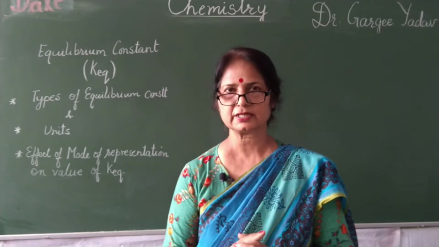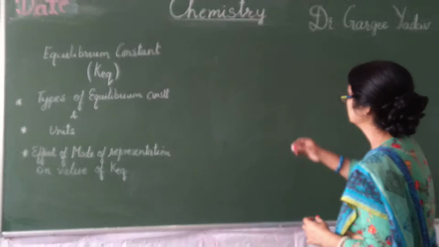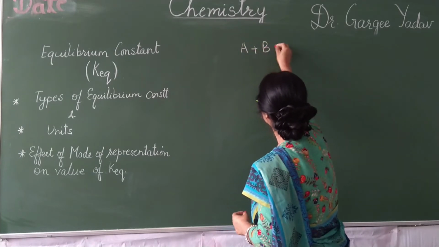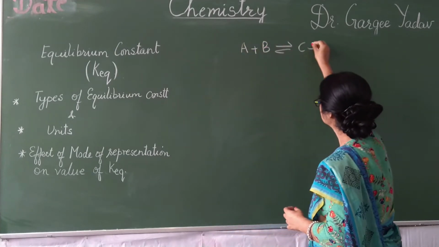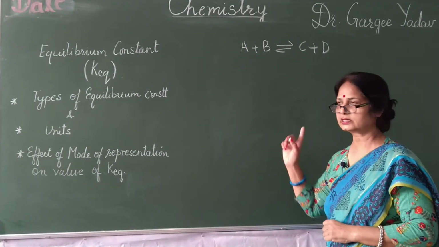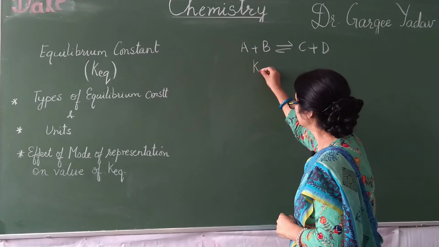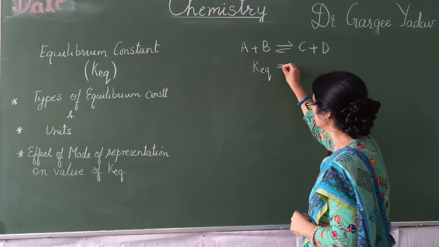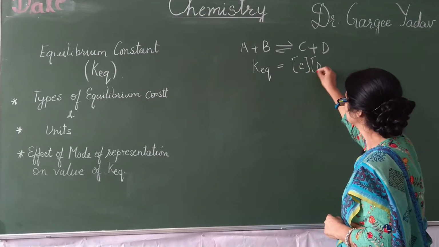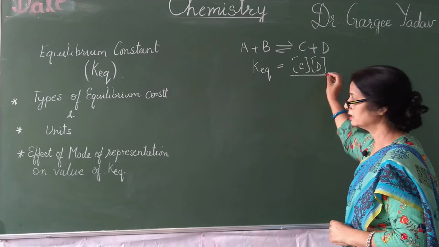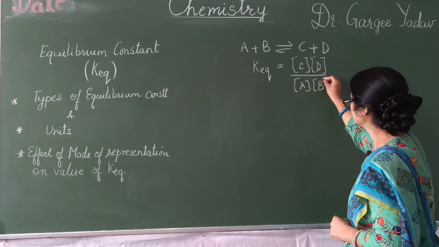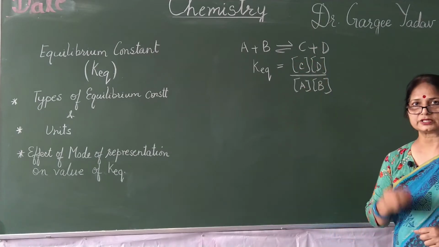So let's consider a simple reaction of this type, A plus B forming products. It's a reversible reaction. So when we have to represent the equilibrium constant for this reaction, what do we do? The equilibrium constant will be equal to the active mass of the products divided by the active mass of the reactants. So this is a simple reaction in which we have taken the stoichiometry as 1.